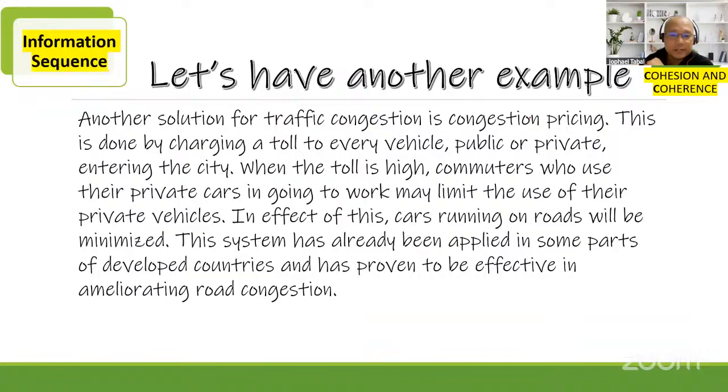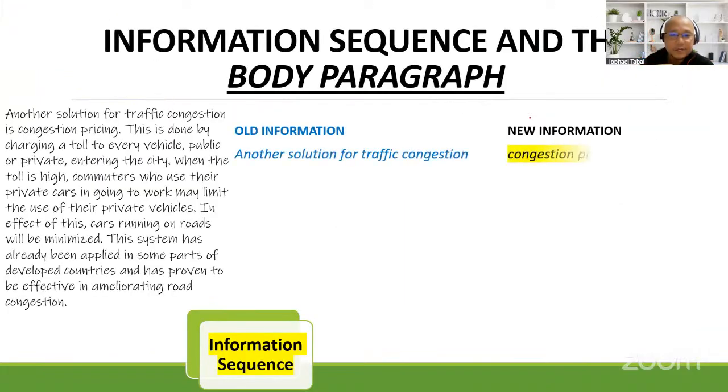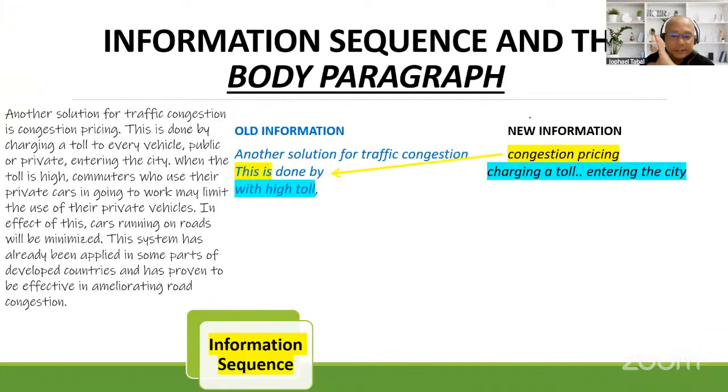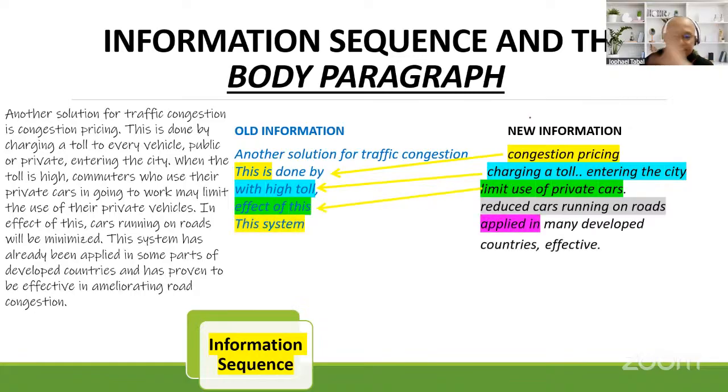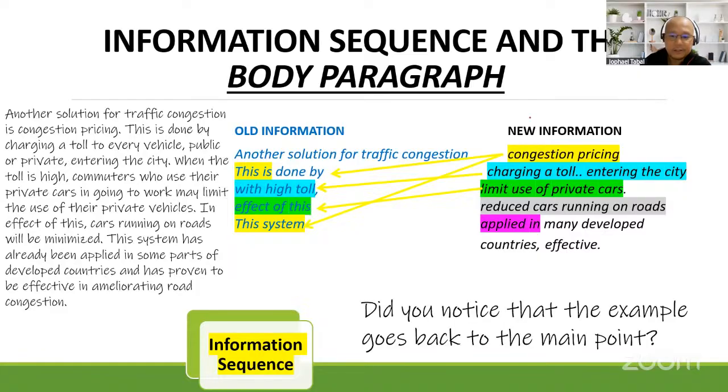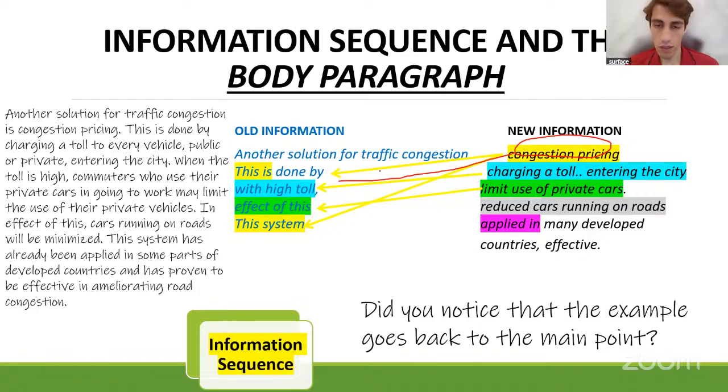Exactly. So what I see here is that you have the approach, and in language we call that the old information and the new information. So that's a sequence, all right? As you can see here, there is a new information about congestion pricing, and then this is connected. Everything is connected.